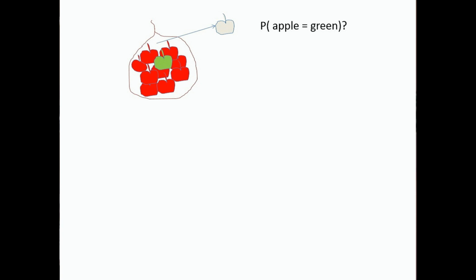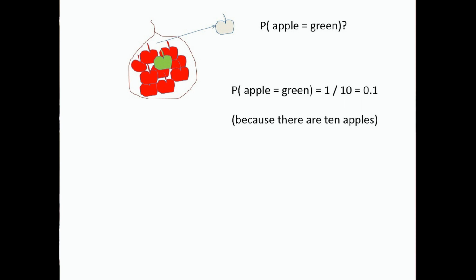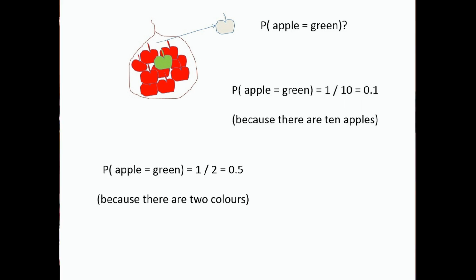Now you can say there are 10 apples in the sack, so the probability to have the green one is 1 divided by 10. But you can also argue there are only 2 colors, and the probability I take the green color is 1 divided by 2. Something is going wrong here. It's not possible that both answers are correct. What's going on?